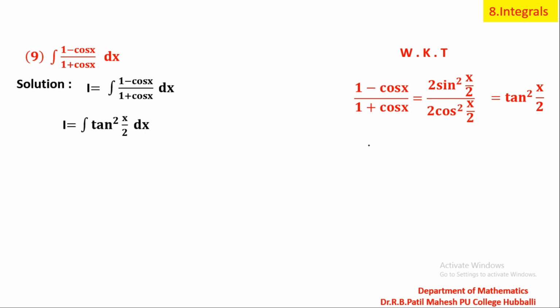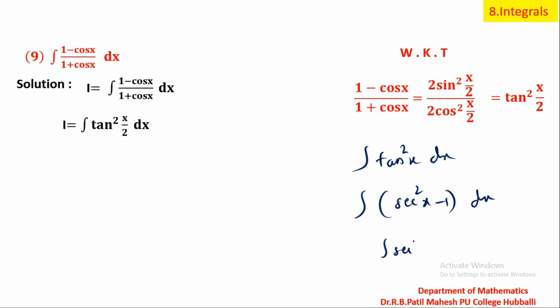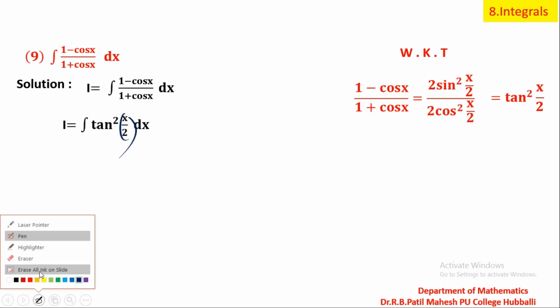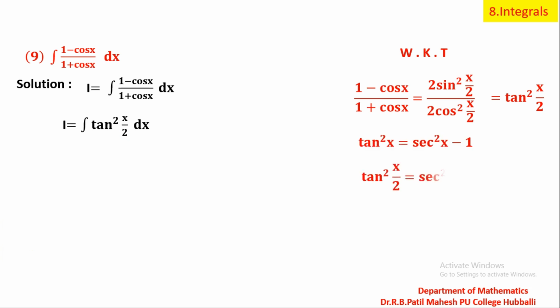Students, integration of tan square x we have solved by taking tan square x as secant square x minus 1 into dx, and integration of secant square x dx minus integration of 1. This we have solved in the previous problem. But now what do we have? x by 2 is there, so it is not exactly tan square x. For that reason, tan square x by 2 is equal to secant square x by 2 minus 1.